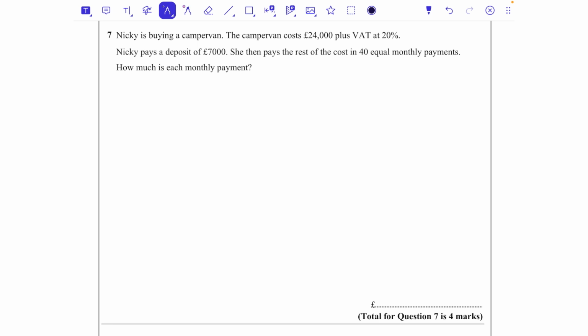How much is each monthly payment? So first let's work out the cost of the camper van. It's £24,000 and an extra 20% needs to be added on top. Now there's a couple of different ways you can do that. 10% we would get by dividing by 10, so that would be 2,400. And so 20% is double that, which is 4,800. So we need to add that on top.